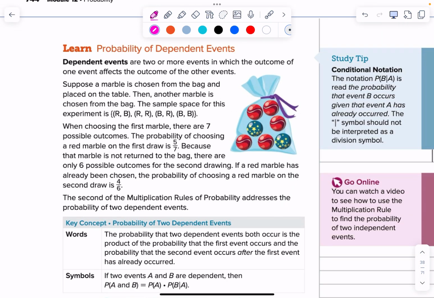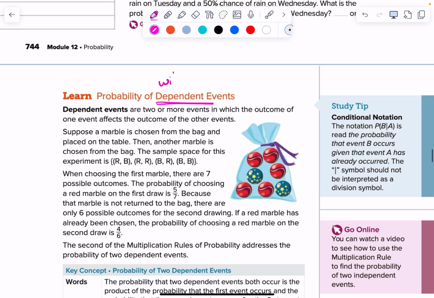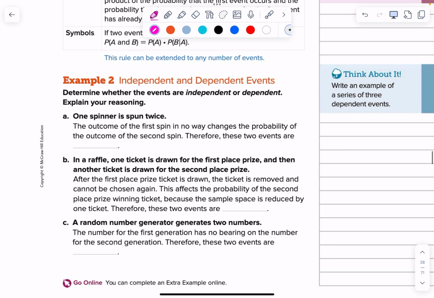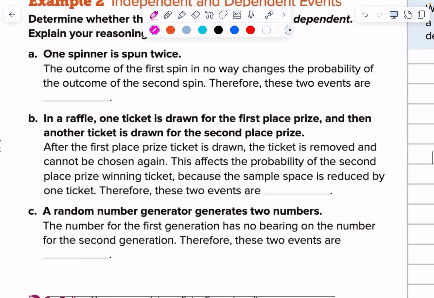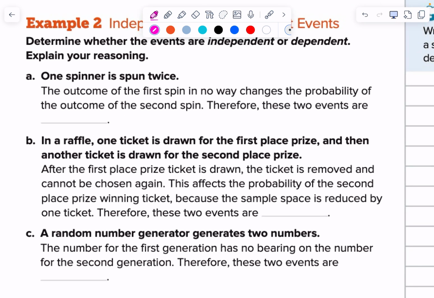Next one. Probability of dependent events. This is without replacement. Put that down. Without replacement. Dependent events. All right. Let's go to example 2. Determine whether the events are independent or dependent. You can put I or D next to A, B, C. I'll do the first one with you. You do B and C, independent, dependent.